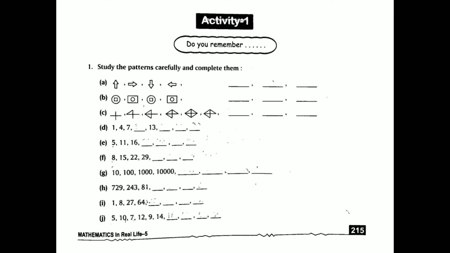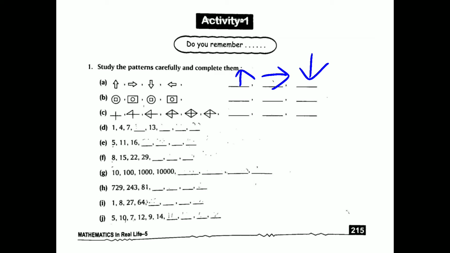So let's start with it. Activity 1, you have to study the pattern. According to that you do the question. Firstly the arrow is up, then inside, then down, then in this side. So now it will come up, then again inside, then down.